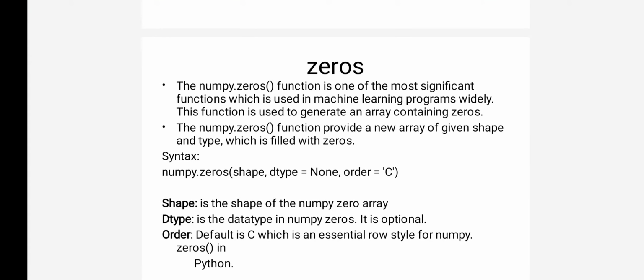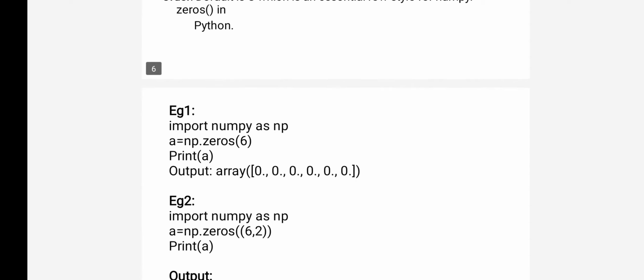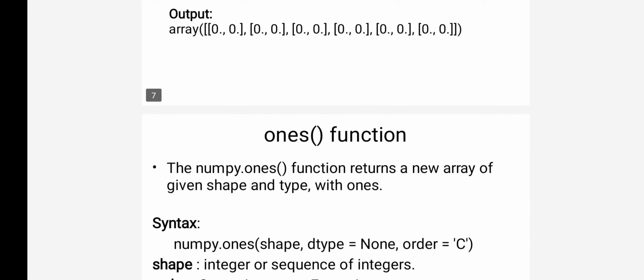And in the zeros function, all the arrays are created with zeros. In whatever dimension you want, it doesn't matter, all the elements are zeros only. Here the mandatory attribute is shape, meaning how many rows and how many columns you want. Order is also given. Order means whether you want to create it horizontally or vertically. If horizontally, we give C. If vertical, we give F. That is the zeros function.